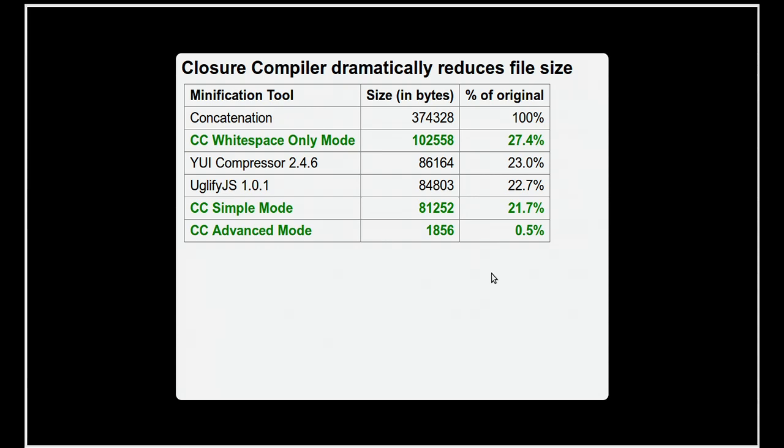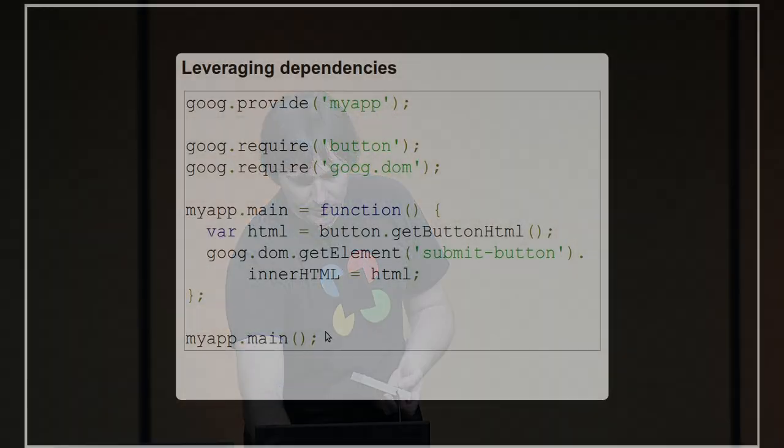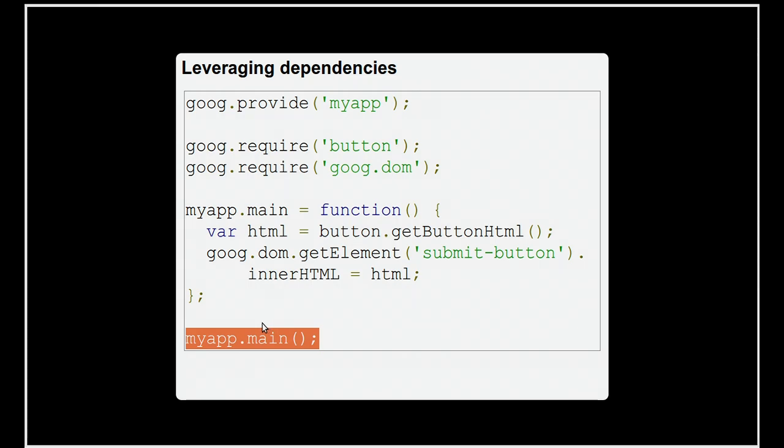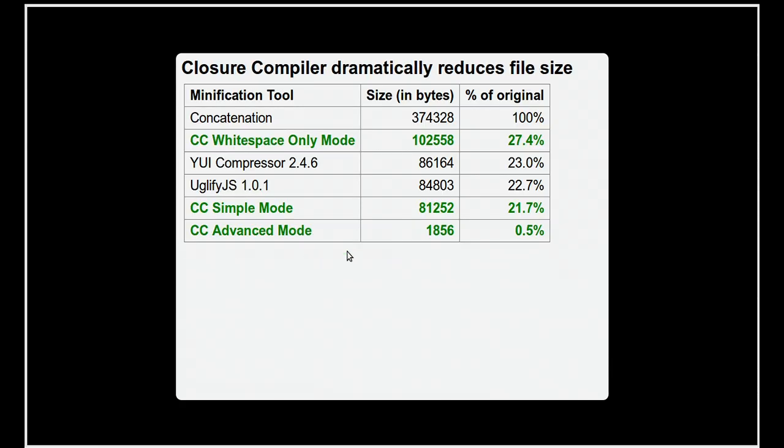The advanced mode is quite a different animal. Basically, as I mentioned, it's a whole program optimizing compiler. So it basically traces the code paths from the main method. This is the only function that's actually called in this application, and it can trace through and realize that, okay, the only things that are called are getButtonHTML and getElement, and so on and so forth. And then when it's done optimizing, it will only include the bits that it's determined will be exercised by this JavaScript application. So now we've gotten down to something that's 1/200th of the original size of what we were dealing with.